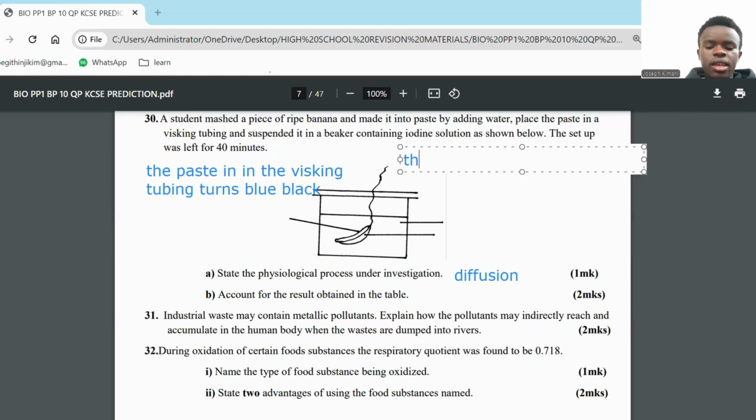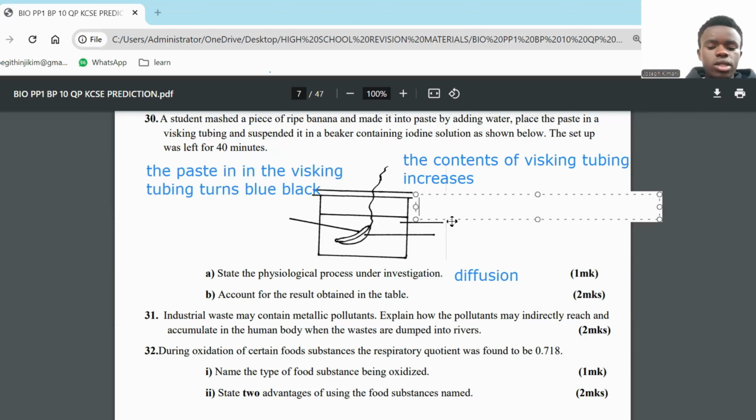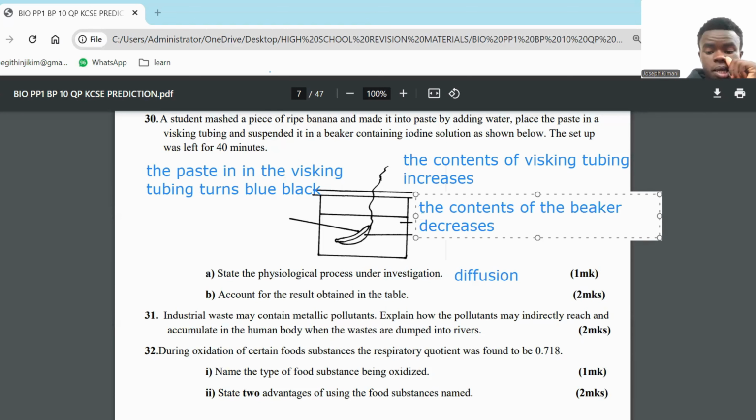Then we'll talk of the contents of visking tubing increases. Why? Because iodine being of smaller particles diffuses into the visking tubing, increasing its volume. But now what about the contents of the beaker? The contents of the beaker decreases. So that's basically about it. Now we go to the next question.